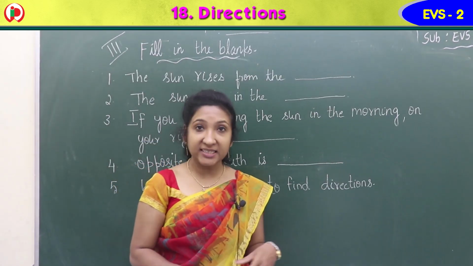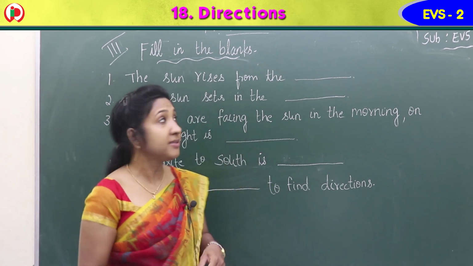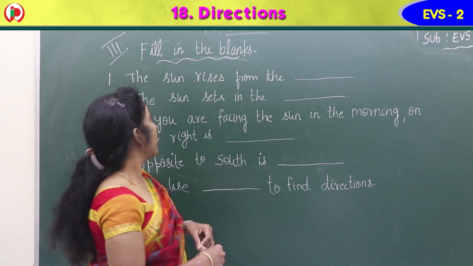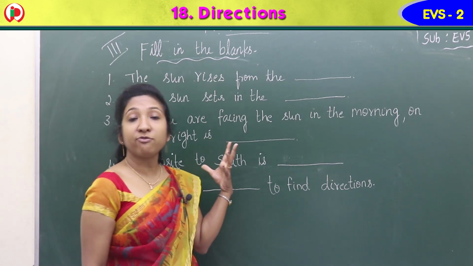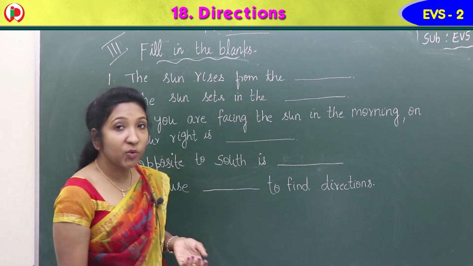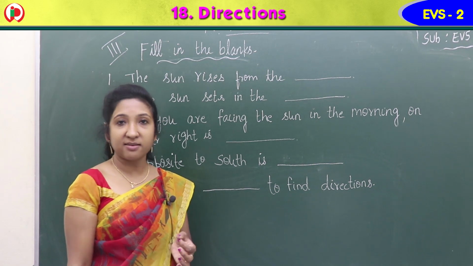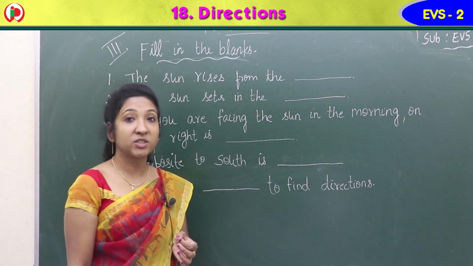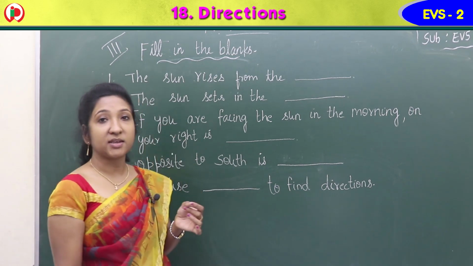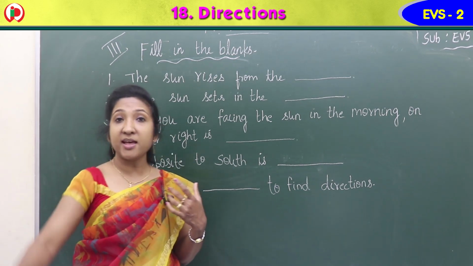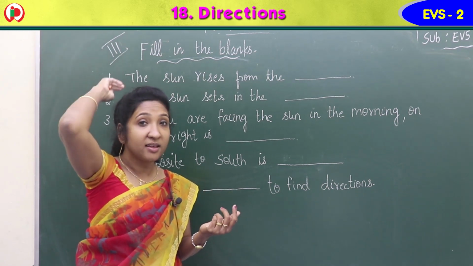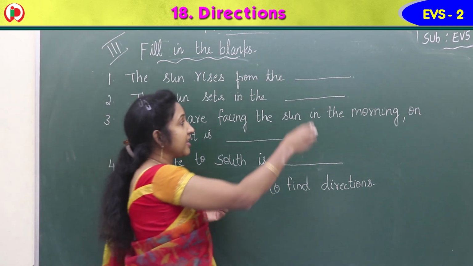Children, so our next exercise in the workbook is exercise 3. Fill in the blanks. We have 5 questions, 5 fill-ups. 1, 2, 3, 4, 5. So read the question and write the correct answer to it. So shall we read the questions? Yes. The first question is, the sun rises from the, where does the sun rise? It rises in the east. Yes, east.